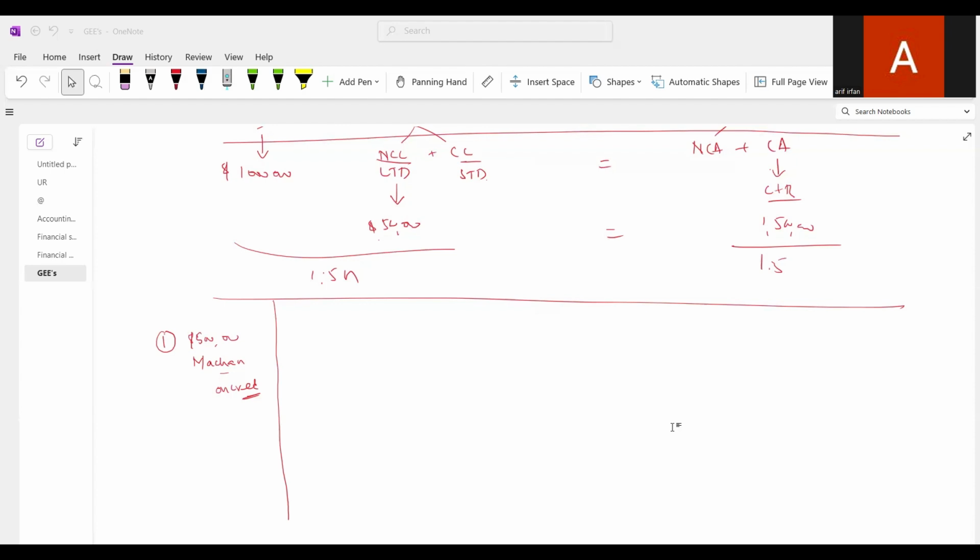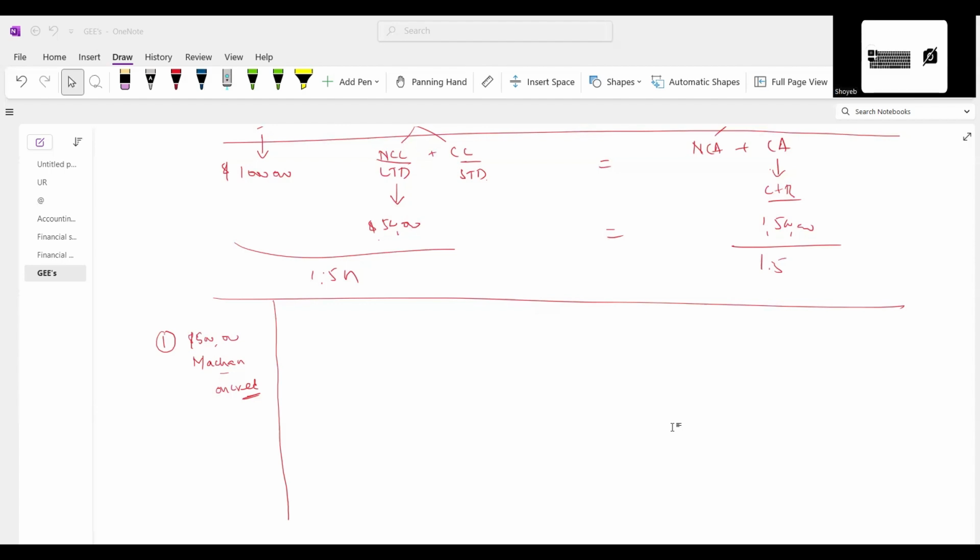Please, you can discuss. Anyone can come forward and tell me. Machinery of 500,000 purchased on credit, 3 months credit, how is it going to affect the current balance sheet? Interactive session. You have to interact. If you are not interacting, then nothing happens.